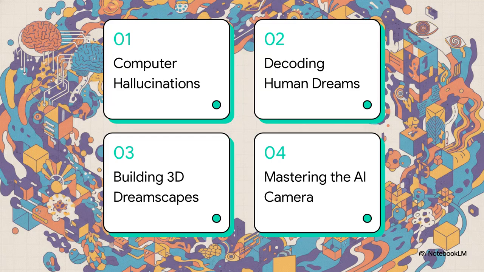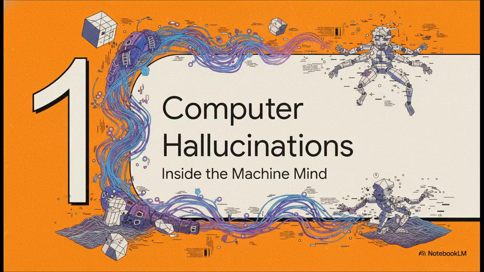Okay, let's dive into this. We've got a great roadmap today. First, when computers hallucinate. Second, decoding human dreams. Third, building 3D AI dreamscapes. And finally, mastering the AI camera. Starting right off with step 1, when computers hallucinate, let's get right inside the mind of the machine.